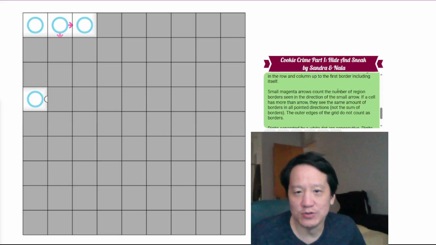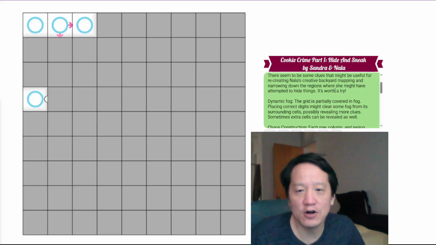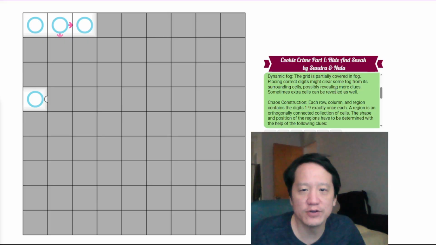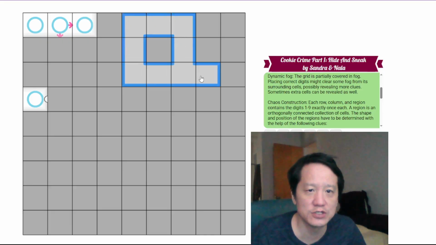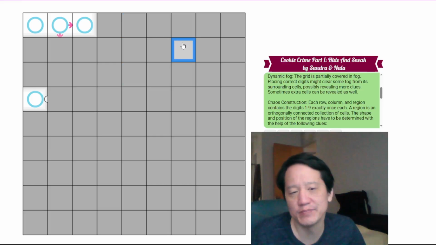Here are the actual rules. We have dynamic fog of war. The grid is partially covered in fog. Placing correct digits might clear some fog from its surrounding cells, possibly revealing more clues. Sometimes extra cells can be revealed as well. So this is not typical fog of war. If you place a correct digit, it may or may not clear digits in the grid. That's all it is.